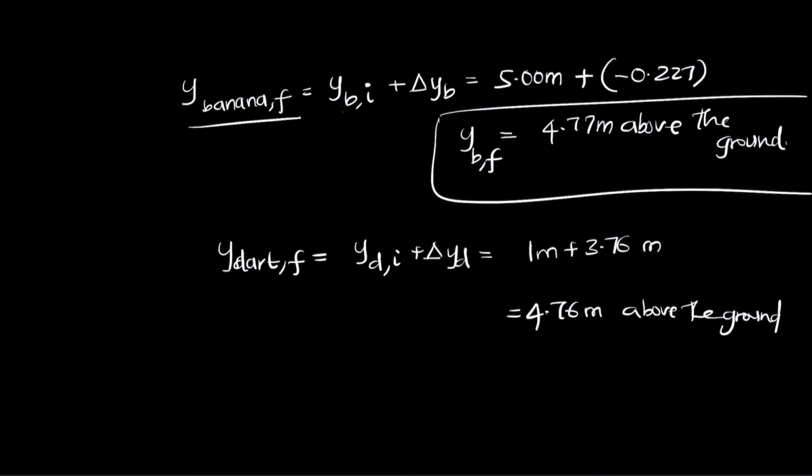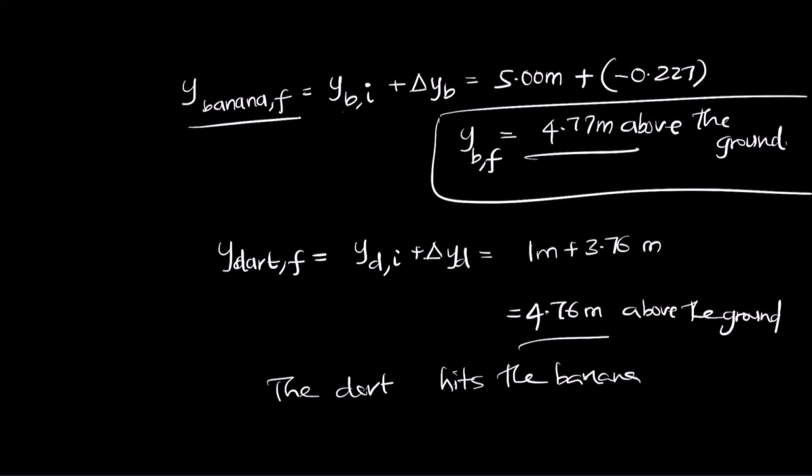So if you round off the values, they are nearly the same, which means that the dot here will hit the banana. When you round off the actual values, notice that these values are really close. So it basically means that the slight difference is due to the rounding that we have done. Therefore, the dot finally will hit the banana.